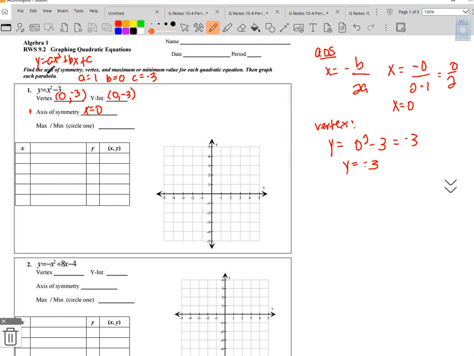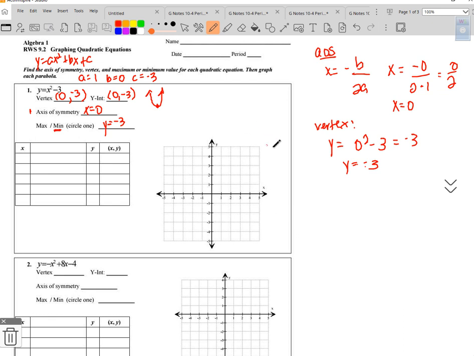Since A is positive here, we know our parabola opens up, which means our vertex is the lowest point, which means we have a minimum. And our minimum is always the same as the y-coordinate of our vertex. So y equals -3. That is the lowest y-coordinate there could be.